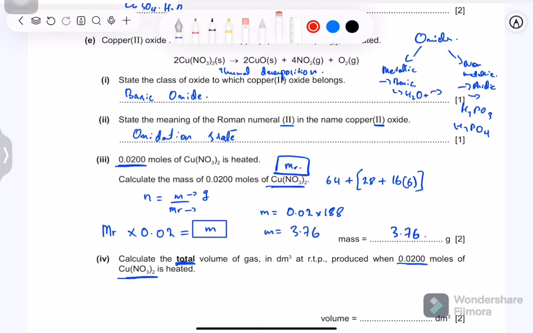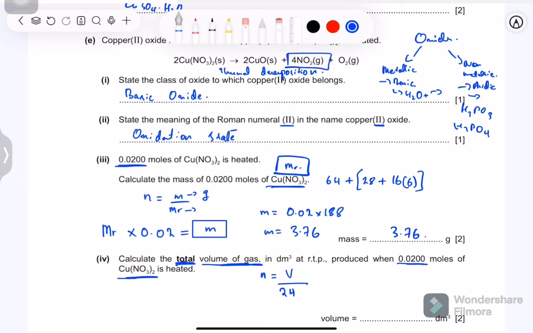The thought process is that we know this is concerning moles, and the formula linking moles with volume of gas in dm cube, we know what it is. Number of moles equals volume over 24 dm cube. This is also written in the periodic table. If we find out the number of moles, we can find out the volume. But total volume of gas, how many gases are being produced?